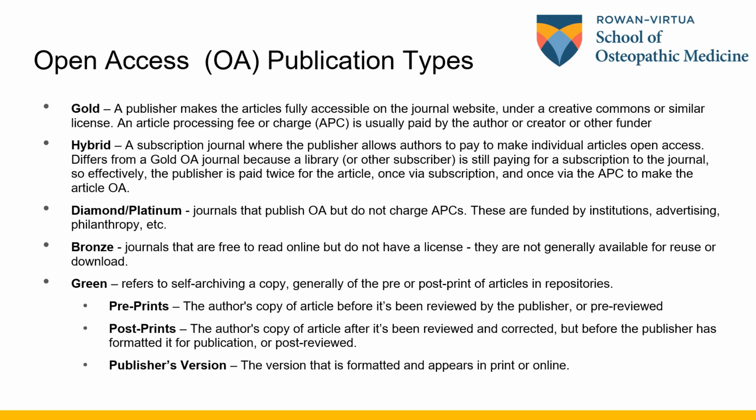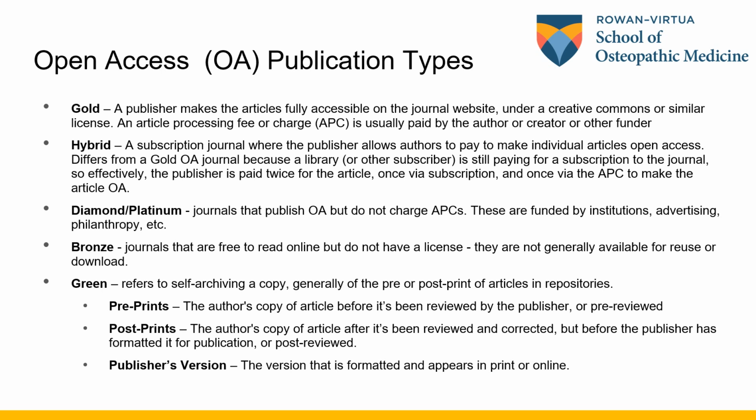Bronze, you don't see as much. You can read the articles free online, but you can't download or print them, and distribution of the article would require permission and/or a fee be paid to the copyright holder, which is frequently not the author of the article. Luckily, you don't see bronze open access journals as much as you once did. Most are usually either some form of gold, hybrid, diamond, or green.